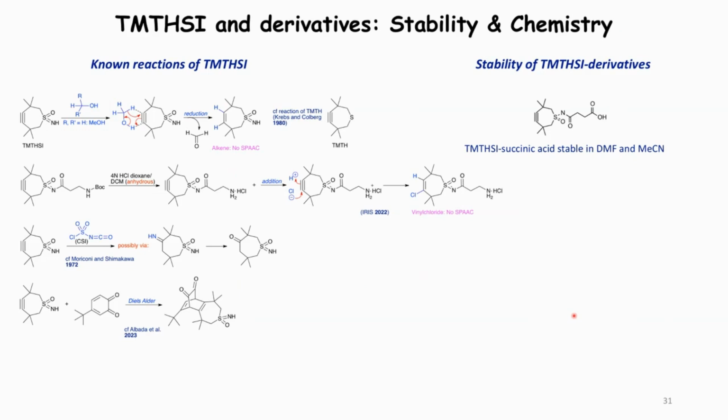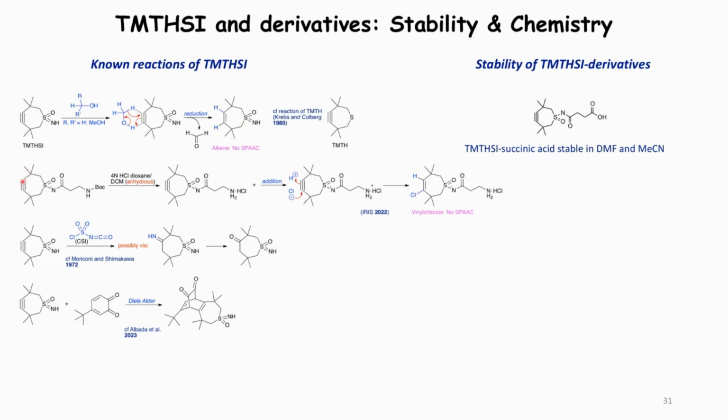We know from the past that TMTHSI is reacting under certain conditions with alcohols: methanol, ethanol, isopropanol, benzyl alcohol, and that's giving rise to reduction of this triple bond. The bond is strained, so it likes to react. But if it's reacting, it's giving rise to an alkene, which is no longer susceptible to the strain-promoted cycloaddition. Now, depending on how long and how much methanol or alcohol you have, it can be a complication. But so far, it's not too bad.